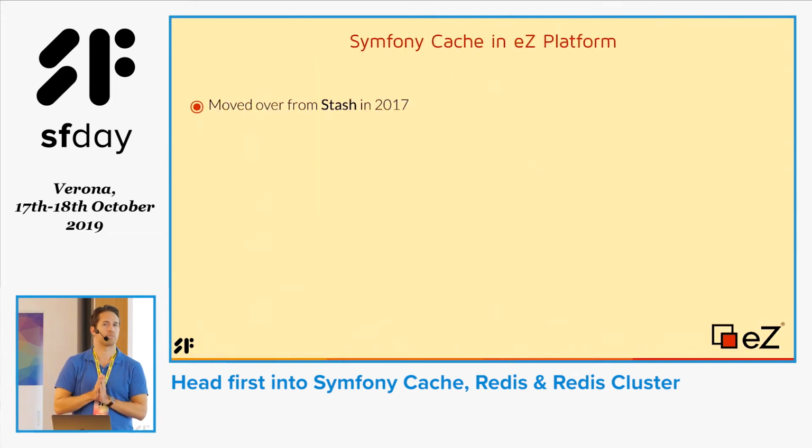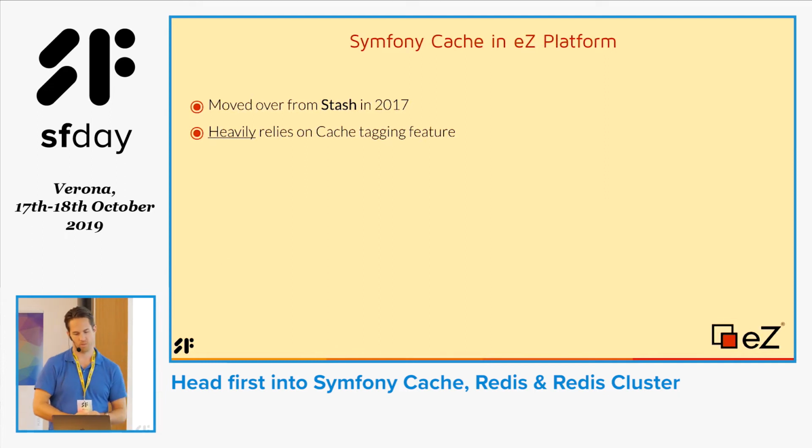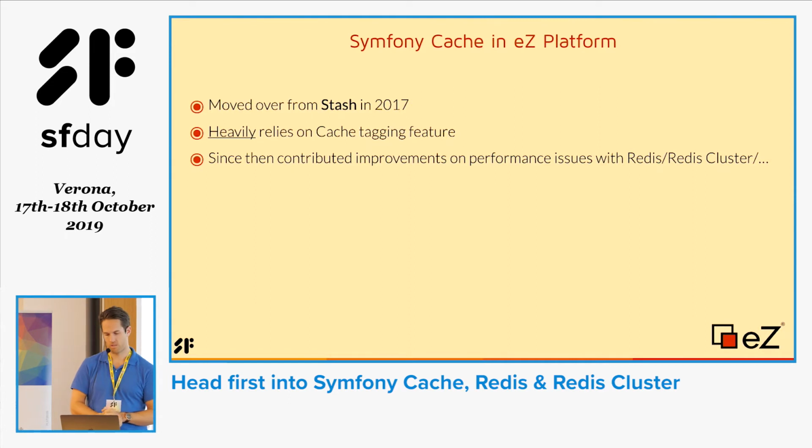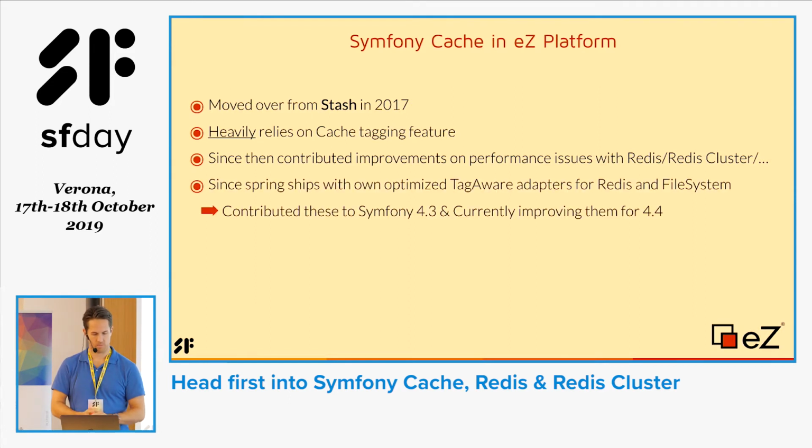So we originally used something called Stash, a different library. But in 2017, we moved over to Symfony Cache, worked a bit with Nicolas Grekas, the guy behind it, and got them to add something called cache tagging. We'll return a bit on why later. Since then, we have contributed and helped together with others in the community to improve that component, especially when it comes to Redis. And specifically, since spring, we shipped with our own optimized tag-aware adapters for Redis and file system and also contributed those to Symfony.